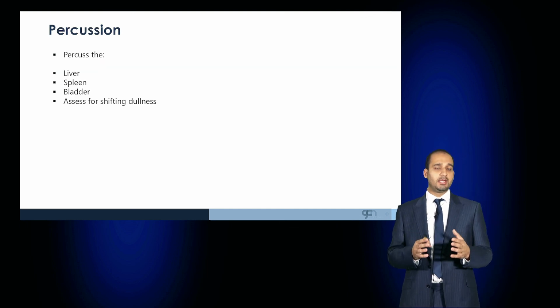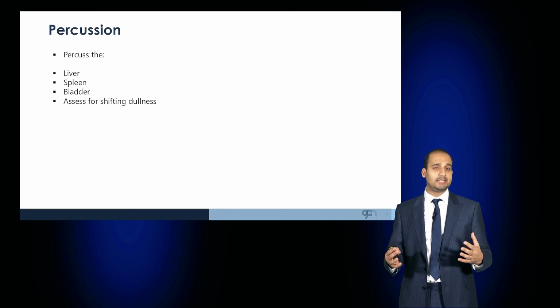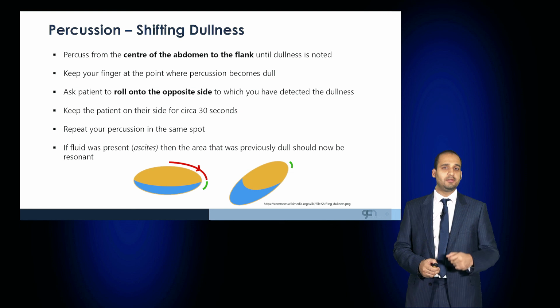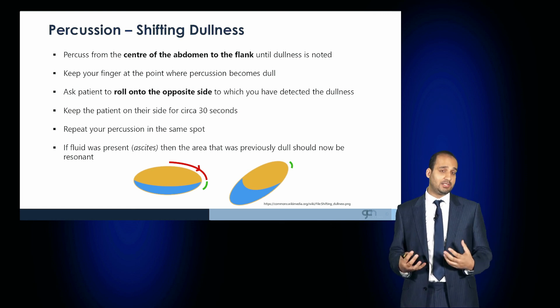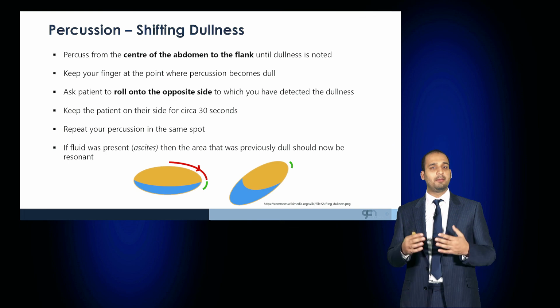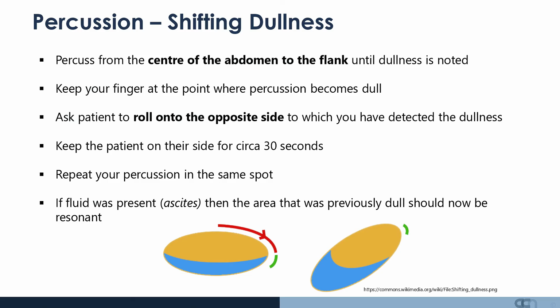Percussion of the organs should follow, including the liver, the spleen, the bladder, and if there's any abdominal distension, assess for shifting dullness. Shifting dullness is an important test to determine whether or not the distension of the abdomen is caused by fluid.